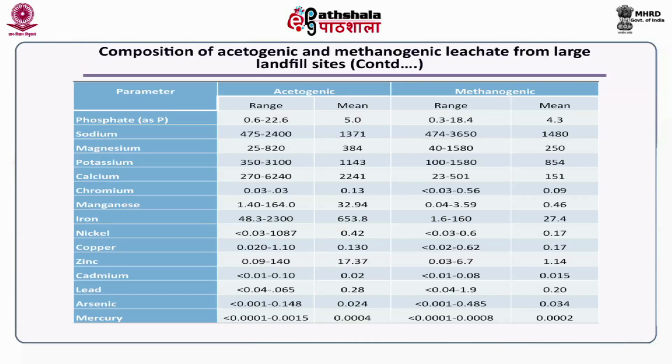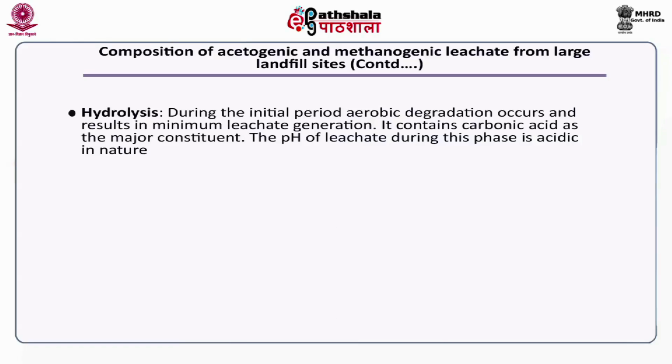So, as I told you earlier, the degradation within the landfill is anaerobic in nature and it follows 4 different phases, starting from hydrolysis, acidogenesis, acetogenesis and methanogenesis. Those 4 stages we will be discussing here. Hydrolysis starts during the initial period when you have some amount of oxygen, either in free or combined form, in the waste. During the initial period aerobic degradation occurs, resulting in the formation of minimum leachate. It contains carbonic acid as a major constituent. Here the pH of the leachate would be acidic in nature.